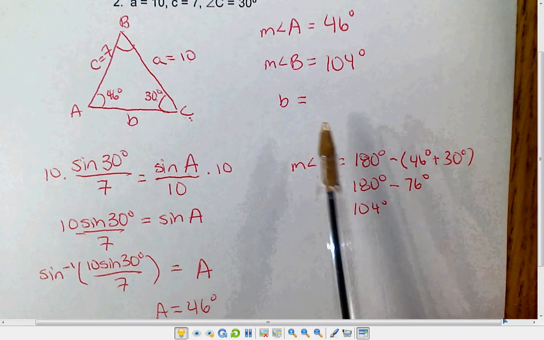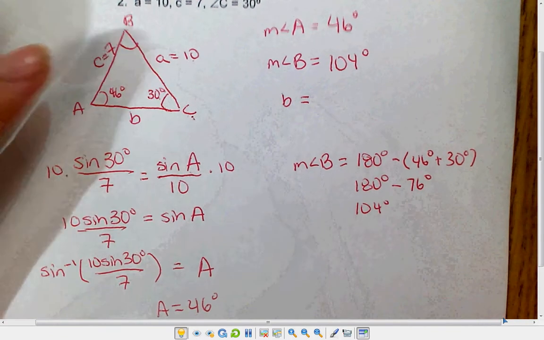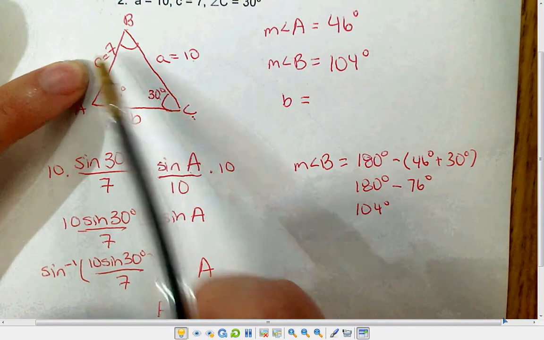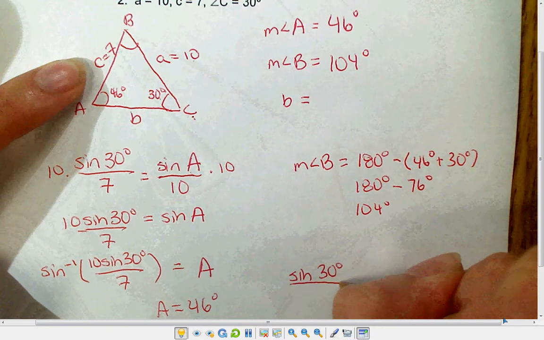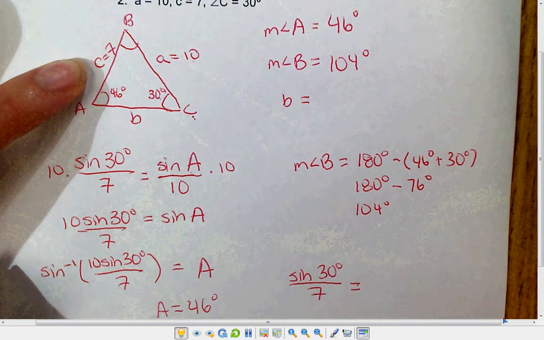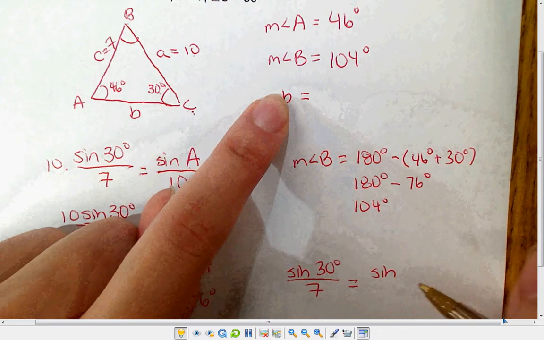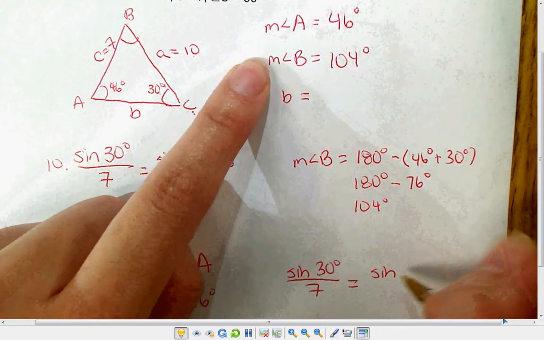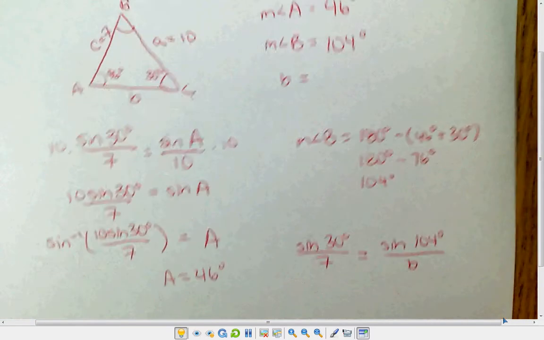And the last thing I need to find is my side B. So now we're going to go back to our law of sines. We're going to again start off with the pair that we already know, so the 30 and the 7. So we have sine of 30 degrees over 7 is equal to, we're trying to find B, so now we're going to use sine of, we know the angle, so 104 goes on top. We don't know the side, so that B goes on the bottom.